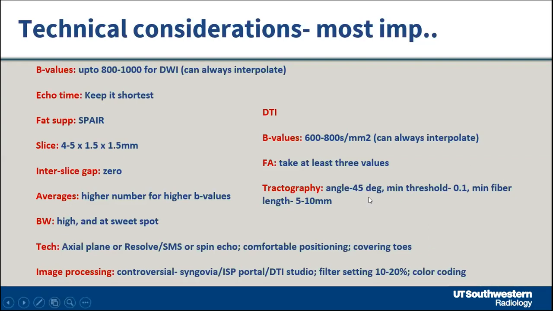For tractography, keep the angle around 45 degrees, a minimum threshold of 0.1, and a fiber length of 5 to 10 millimeters. If it's a small nerve, say I'm looking at jaw nerves, I usually go to a fiber length of 2 millimeters also.